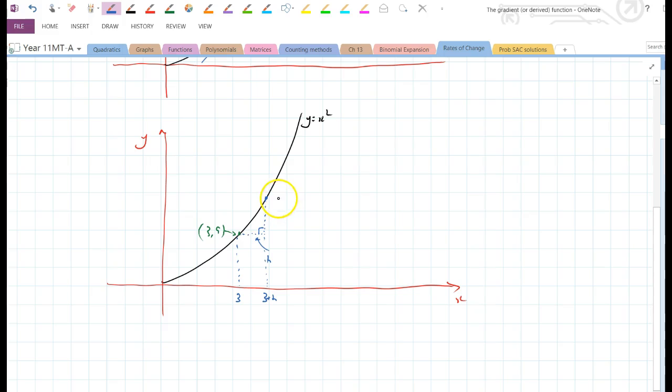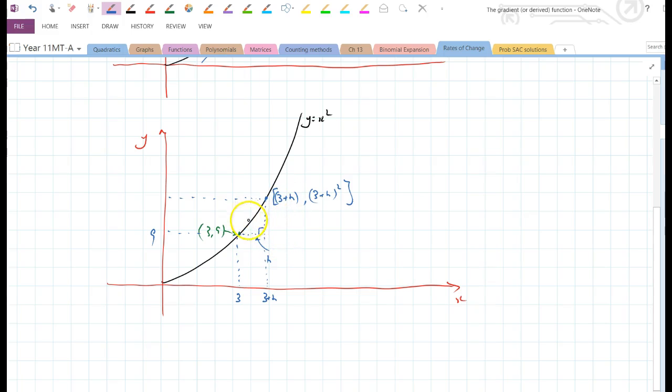So what that means is at this point my y coordinate is 9, and at this point my x coordinate being 3 plus h, my y coordinate is (3 plus h) squared, isn't it? Because the rule on this curve is y is the square of x. So if the x coordinate at this point is 3 plus h, then the y coordinate is (3 plus h) all squared. So they're my coordinates for that point, and (3, 9) is my coordinates for the other point.